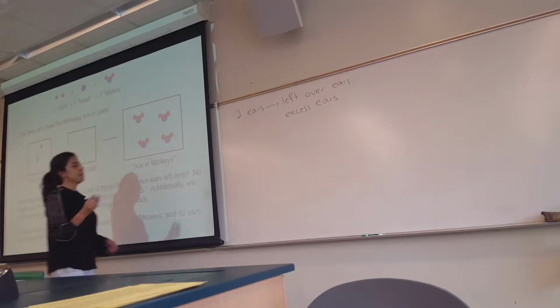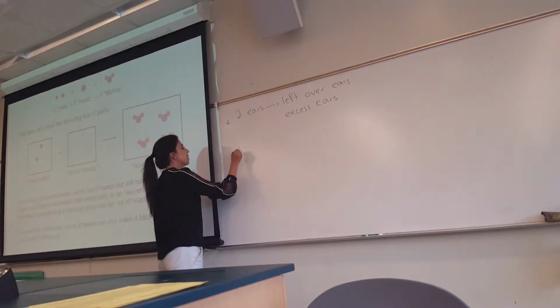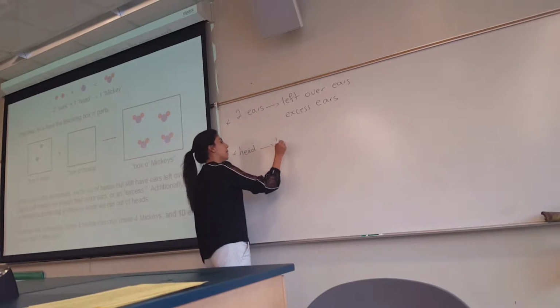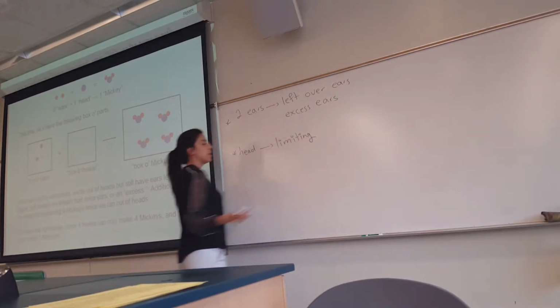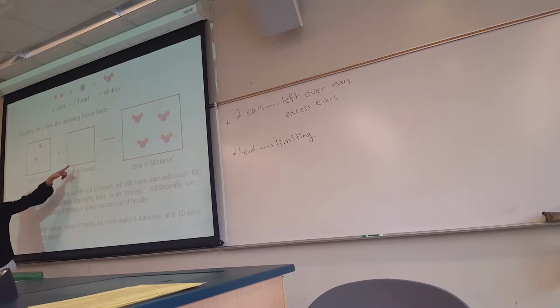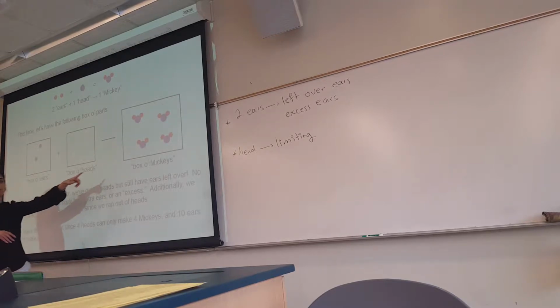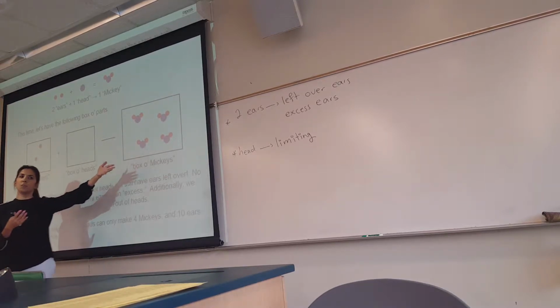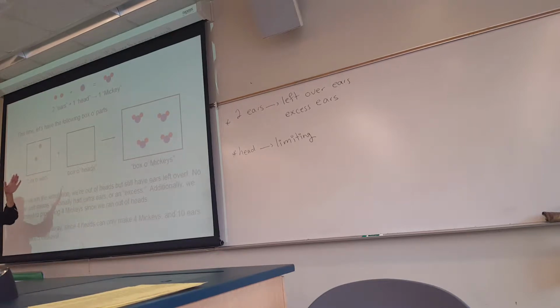And then the heads, in this experiment, we call them limiting. Why do I call this limiting? Because the number of Mickey Mouse that I can make is limited by the number of heads we have. In other words, we will stop making Mickey Mouse as soon as you run out of heads. So the number of heads that was given to you is limiting the number of Mickey Mouse that you can make. So in this process, you call the heads limiting because that's limiting the process of making Mickeys, and the ears are going to be the excess.